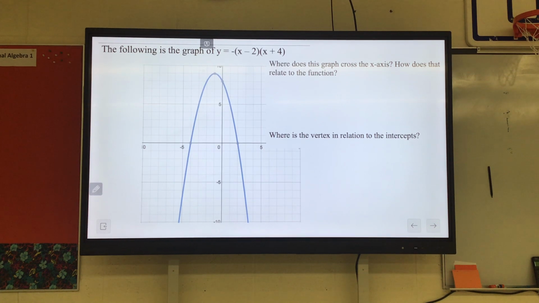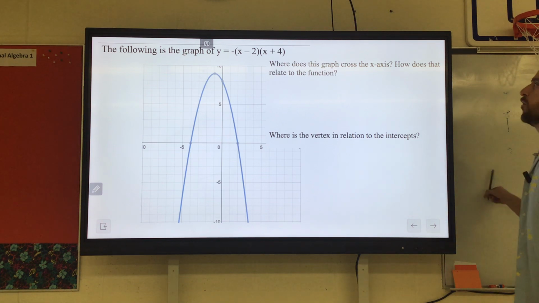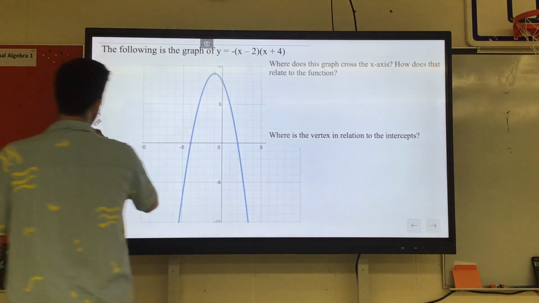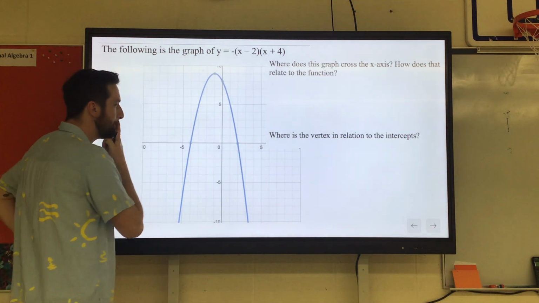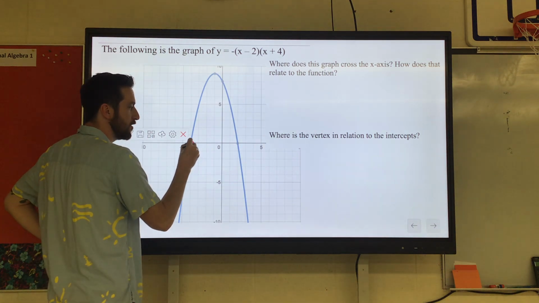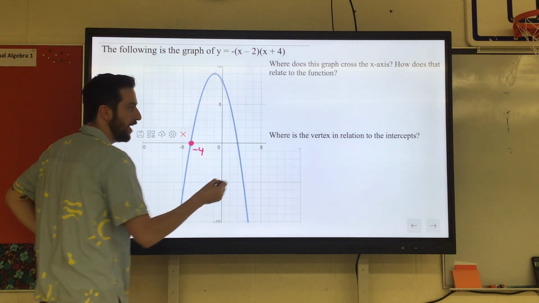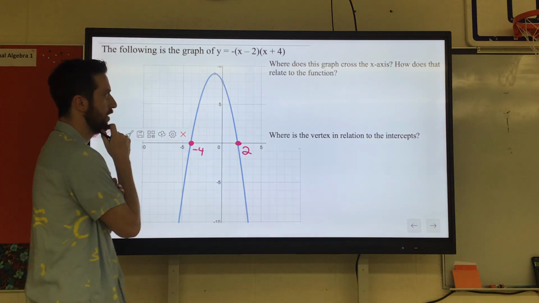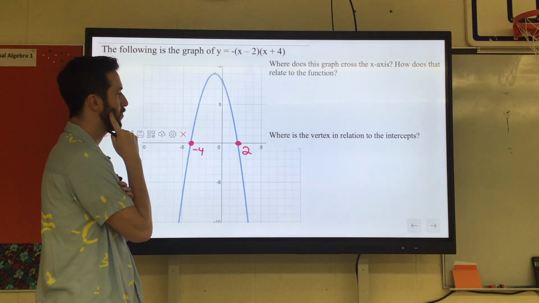Wow, look at that graph. That's the graph of y equals negative (x minus 2)(x plus 4). Where does this graph cross the x-axis? The x-axis is the flat one. I notice it crosses here at negative 4 and here at positive 2. Interesting. Crosses at negative 4 and positive 2.